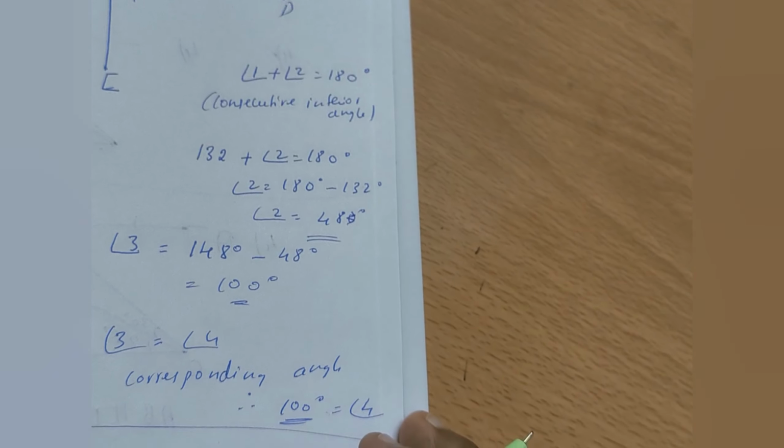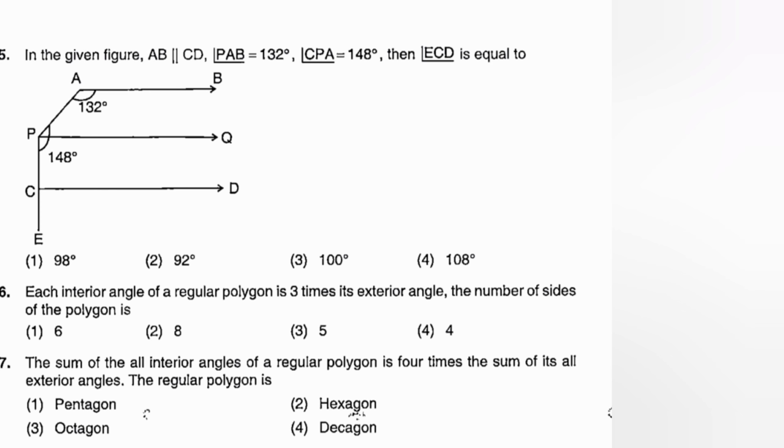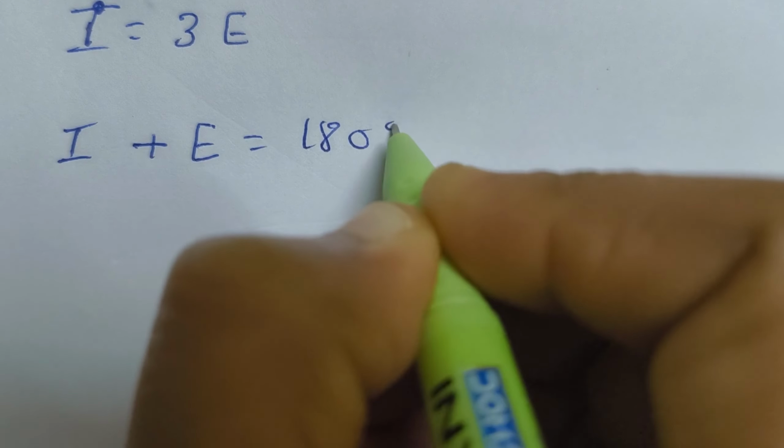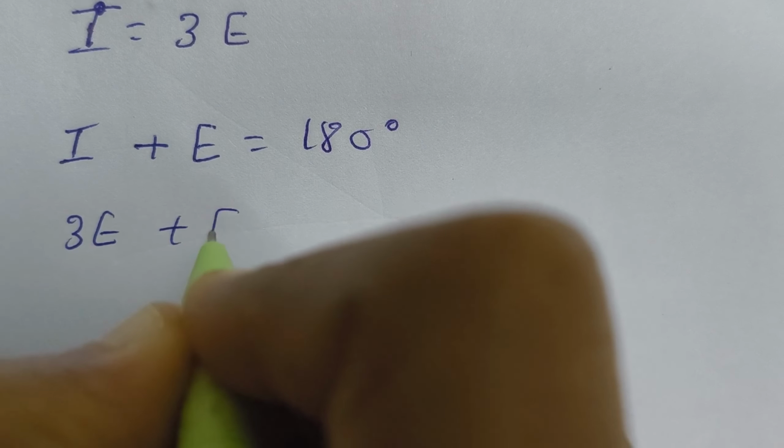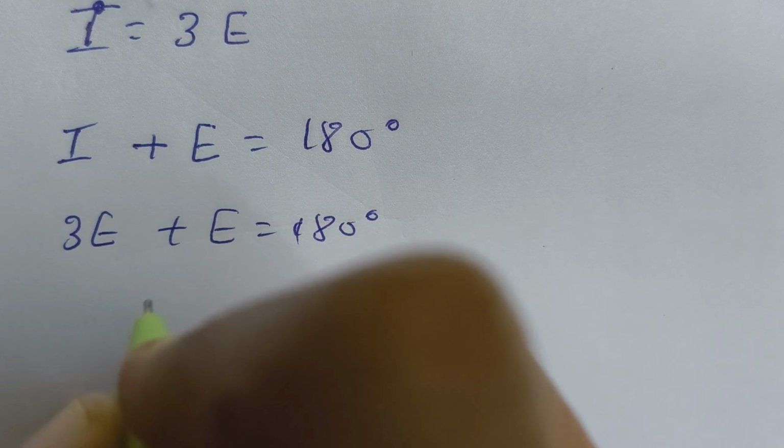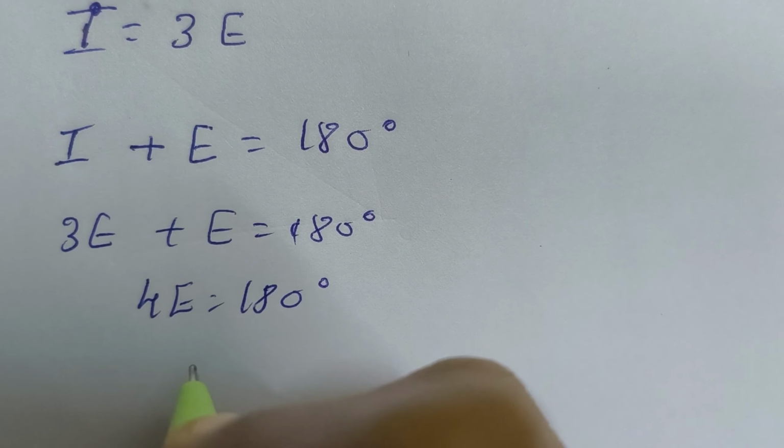Each interior angle of a regular polygon is 3 times its exterior angle. The number of sides of the polygon is? Given, the interior angle of the regular polygon is 3 times its exterior angle. We know that the sum of interior and exterior angle is 180 degrees. That is I plus E is equal to 180 degrees, but here we have I is equal to 3E. So 3E plus E is equal to 180 degrees. Therefore E is equal to 180 divided by 4, that is 45 degrees.